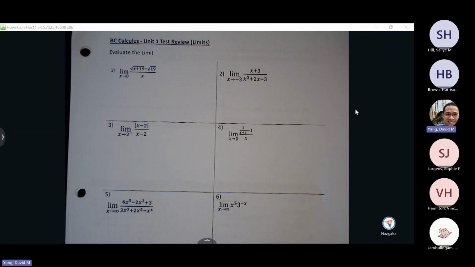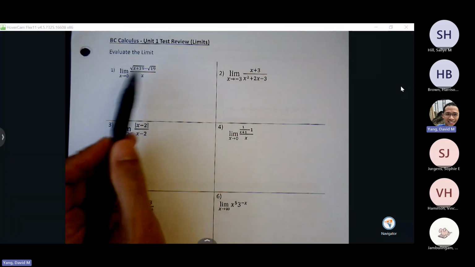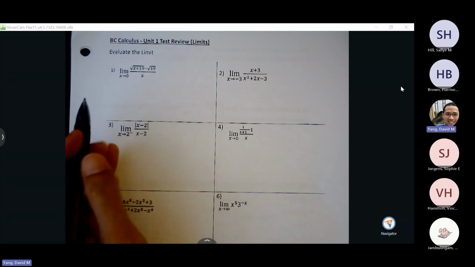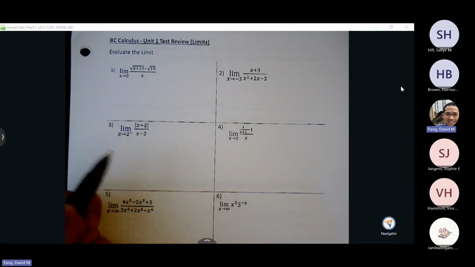Okay, so number one, limit as x approaches 0 of root x plus 19 minus root 19, all over x. We know direct substitution is our first step. I'm looking for you to show me your direct substitution step, especially if it's approaching a real number.